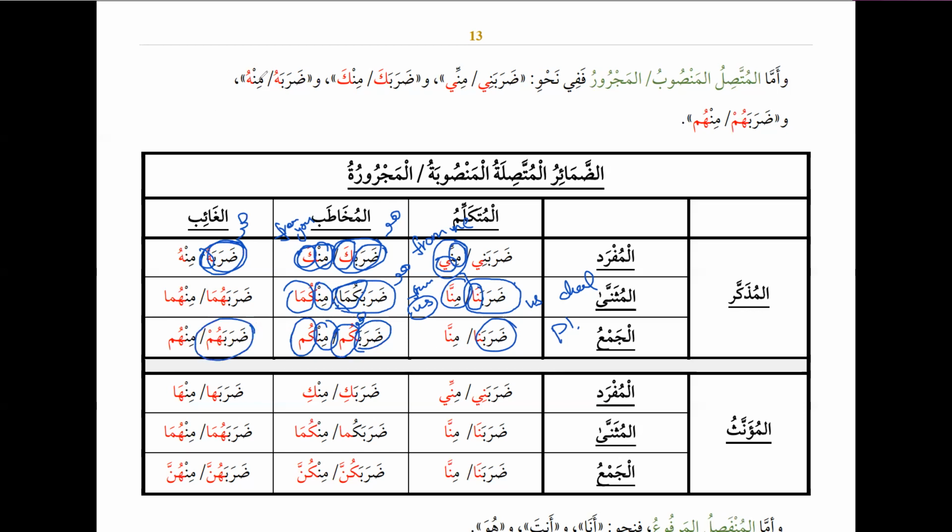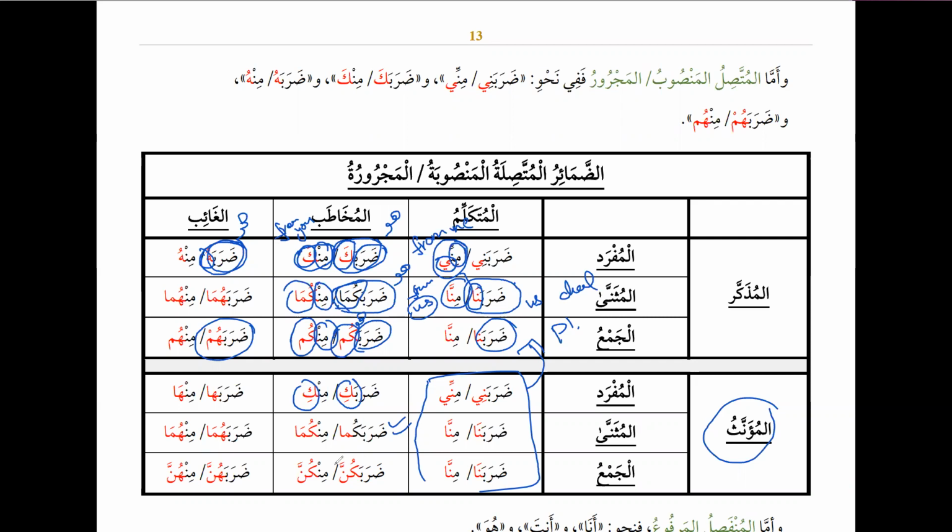هكذا. Now let's come to the مؤنث. And the مؤنث is the females, the feminine nouns. They are treated a little bit different when it comes to the متكلم, the first person. It's the same. The first person is the same. When it comes to second person, instead of saying ضربك, you will say ضربكِ, منكِ. ضربكما remains the same.